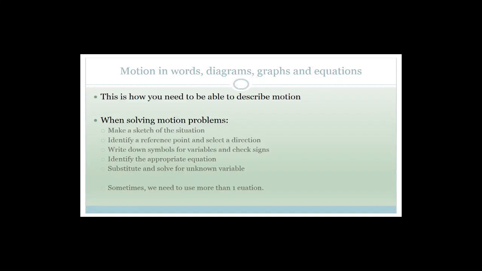So when solving a motion problem, if they did not have a sketch already drawn, you need to draw a sketch, okay? You need to identify a reference point and then select a direction to be positive, because remember these are vectors. You write down the symbols for all the variables and you fill in the variables and you check the signs, whether it was positive or negative, depending on the direction. And then you identify the appropriate equation. Finally, you substitute and solve for the unknown variable. And sometimes we do need to use more than one equation. I don't know why the Q has been left out there.